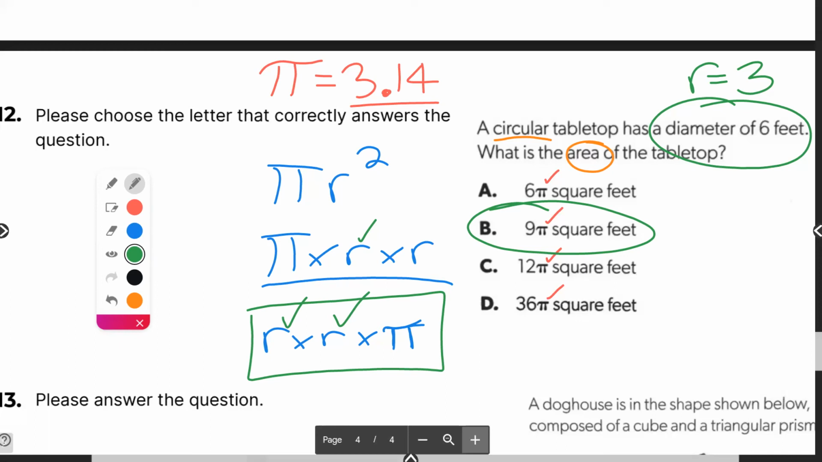And if you would actually calculate it out, if you had broken it down and done 3 times 3 times 3.14 and got the decimal, which is 28.26, what you're basically doing is choosing the answer that has the same value. So you do 6 times pi, 9 times pi, 12 times pi, 36 times pi. One of those is going to give you 28.26, and that was letter B.